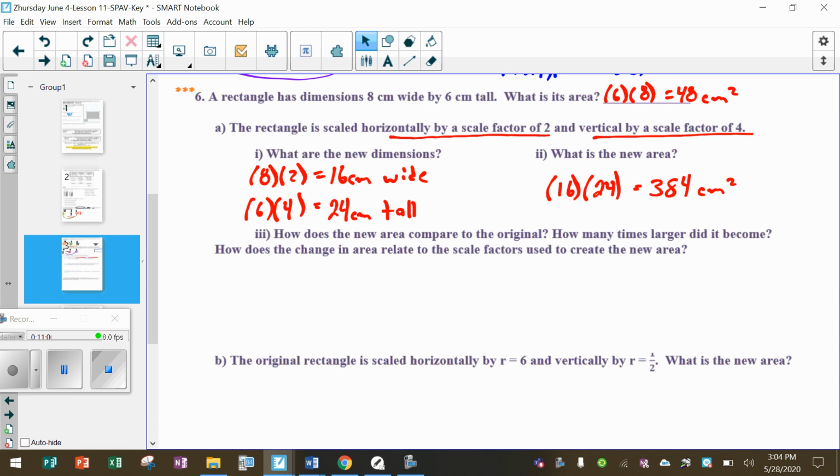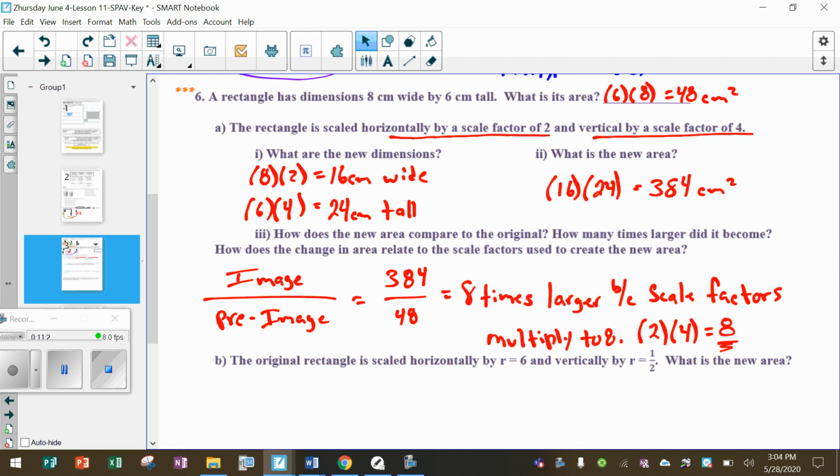How does this new area compare to the original area? How many times larger did it become? And how does the change in the area relate to the scale factors that we used in part 1? Well, if we look at image divided by pre-image, that's the area of 384 divided by the area of the pre-image of 48. What we see is that the area became 8 times greater, which just so happens to be the product of the two scale factors we used.